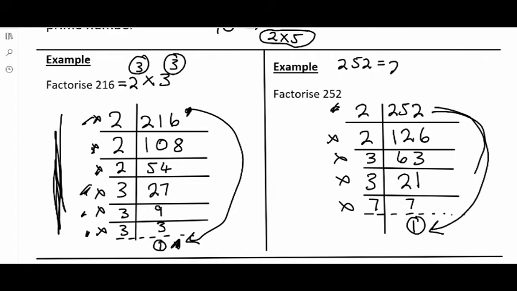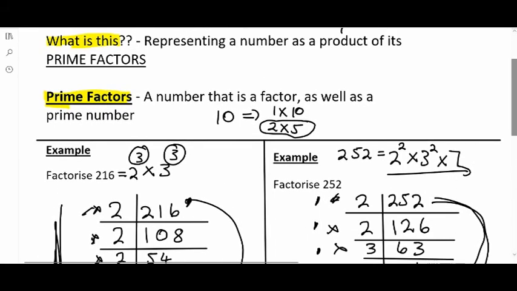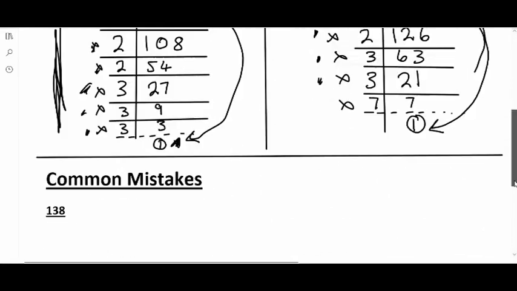So in other words, if I write it in exponential form, it'll be 2 to the power of 2, there's 2 2's, so it's 2 to the power of 2 times 3 to the power of 2, there's 2 3's, times 7. I've expressed these numbers as a product of their prime factors, representing a number as a product of its prime factors. So instead of saying 252, I can say 2 squared times 3 squared times 7. Same with the 216. I can rather say 2 cubed times 3 cubed. Okay, that literally is prime factorization.